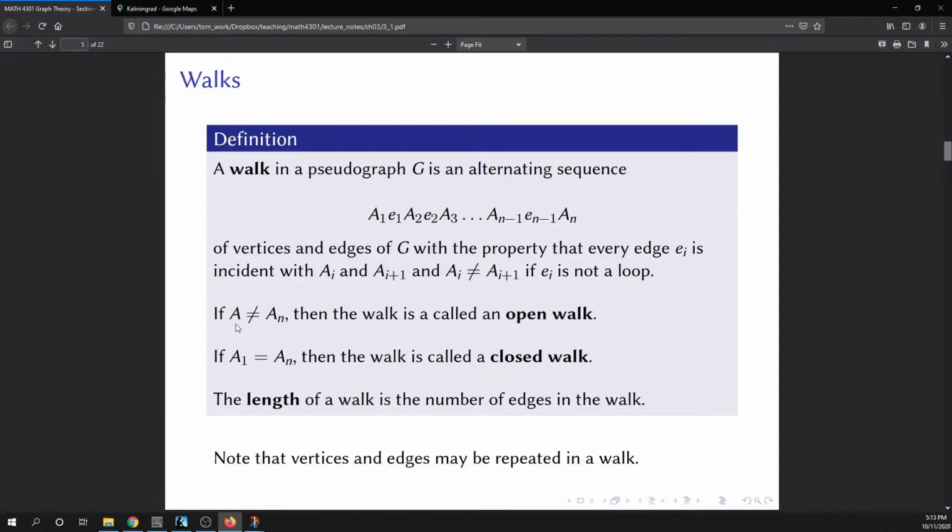If there's a typo here, this should be A1. If A1 is not equal to A sub n, then the walk is called an open walk. So in other words, the beginning vertex and the ending vertex are not the same. If A sub 1 is equal to A sub n, then the walk is called a closed walk. So in other words, the walk begins and ends at the same place. And then the length of the walk is the number of edges that are in the walk. And so in this definition, there is nothing that prohibits vertices and edges from being repeated.